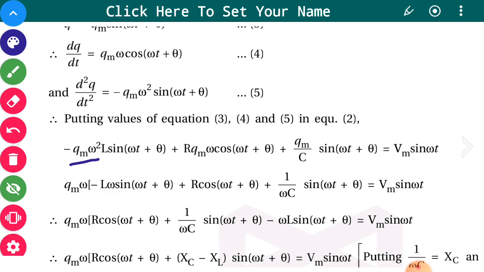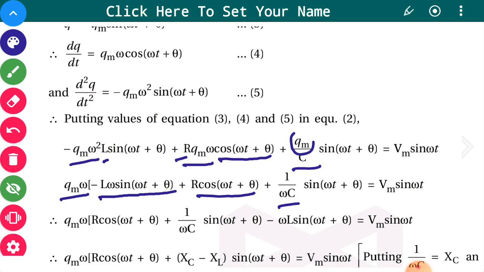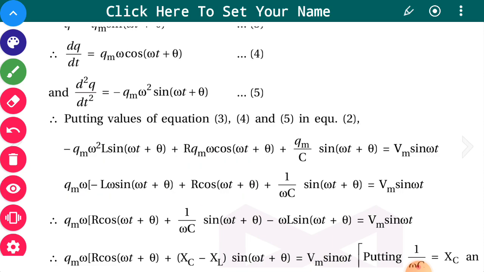Qm omega is common. See, here there is no omega, but we shall take omega as common and then we shall divide it by omega. So Qm omega is taken common, so inside it will remain minus L into omega sin omega t plus theta. Then R cos omega t plus theta will remain. Here Qm has gone out, so it becomes 1 upon omega C sin omega t plus theta. The other side it is Vm sin omega t.